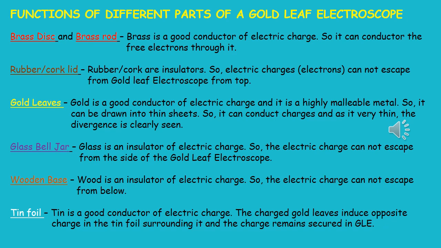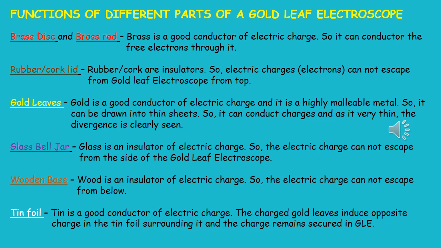Functions of different parts of a gold leaf electroscope. Brass disc and brass rod. Brass is a good conductor of electric charge, so it can conduct the free electrons through it. Next is rubber or cork lead. Rubber or cork are insulators of charge. So electric charges or the electrons cannot escape from gold leaf electroscope from its top.